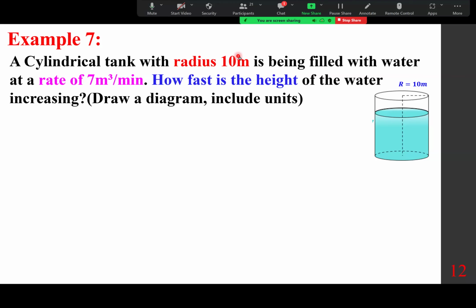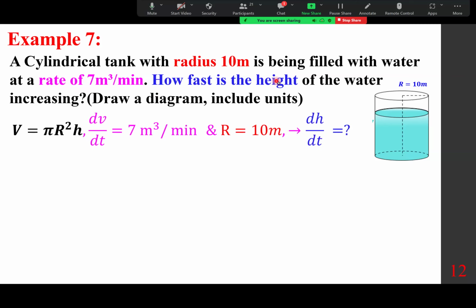Capital R is 10 meters, and it's being filled at the rate of this much. So this is dV/dt. Even the units, cubic meters per minute, should tell you that it's dV/dt. dV/dt is 7 cubic meters per minute. How fast is the height? The dh/dt is missing.